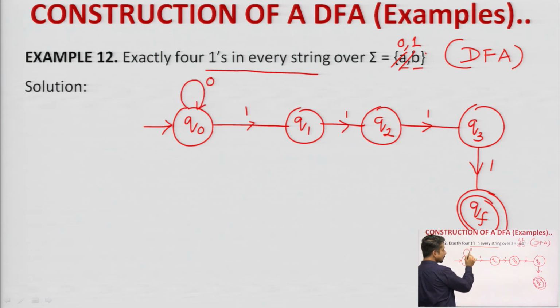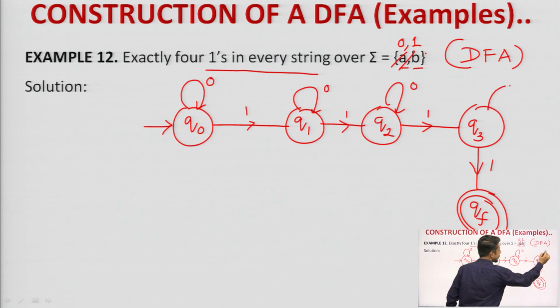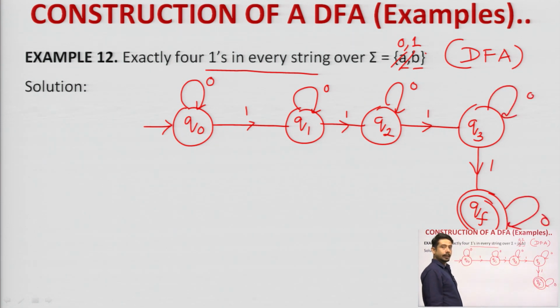So, can I take a self loop over here? Yes, I can take it, because exactly 4 ones are there, not more than this. So, can I take a self loop over every state? Yes, I can take it, correct. Now, the diagram is done, but is this a DFA? It is not a DFA. Why?